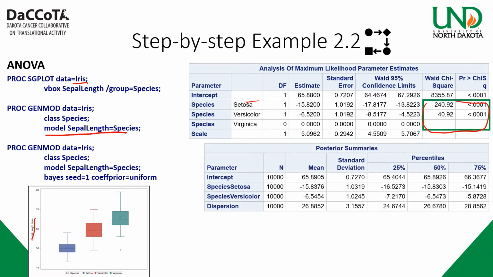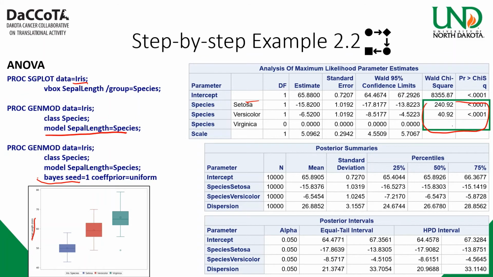And when we run adding our Bayes in there, now because of how these were loaded in, the intercept is going to be Virginica. Its mean is 65, and it goes from 64 to 67, whereas Satosa is negative 17 to 13 and 8 to 4. So that all looks significantly different.